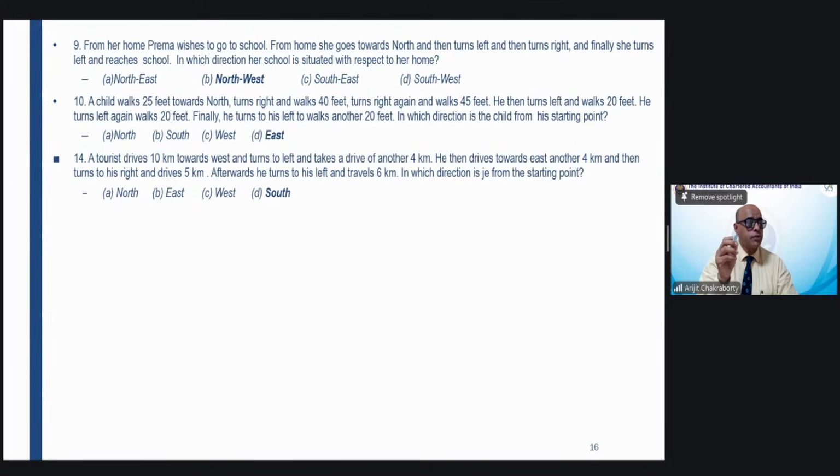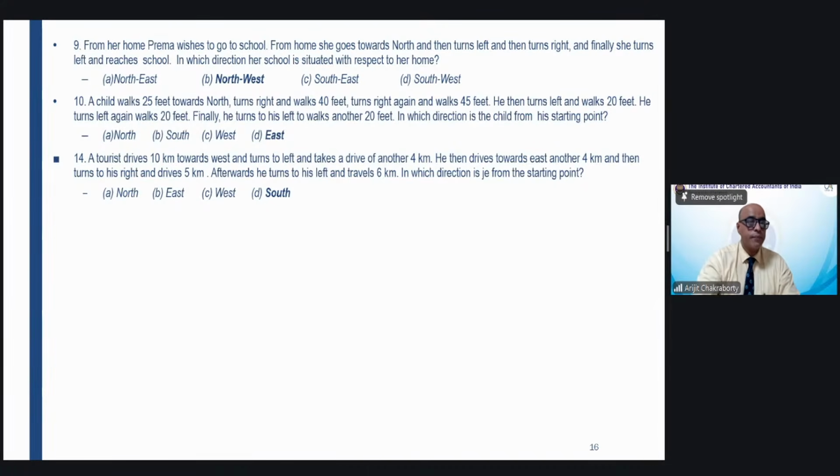He turns to his right and drives 5 kilometers. He was going towards the east, then taking a right turn, that is, now downwards. He is going towards south, driving for 5 kilometers. Afterwards, he turns to his left and travels 6 kilometers. So he is again going towards the east for 6 kilometers.